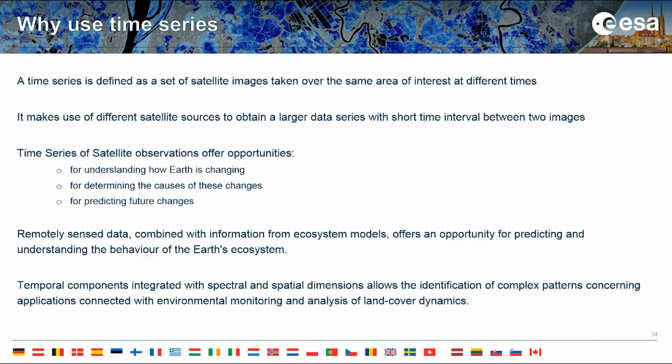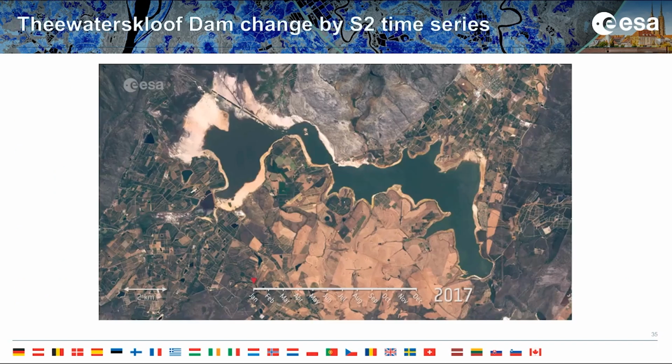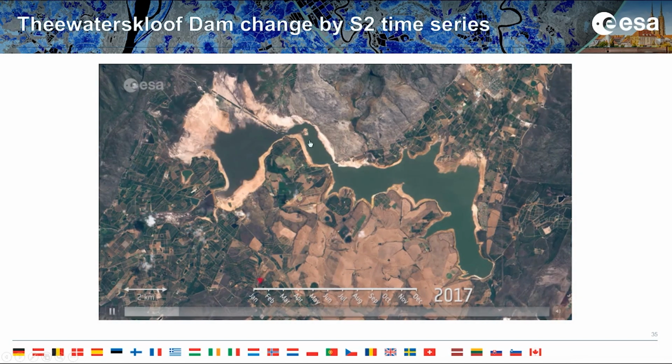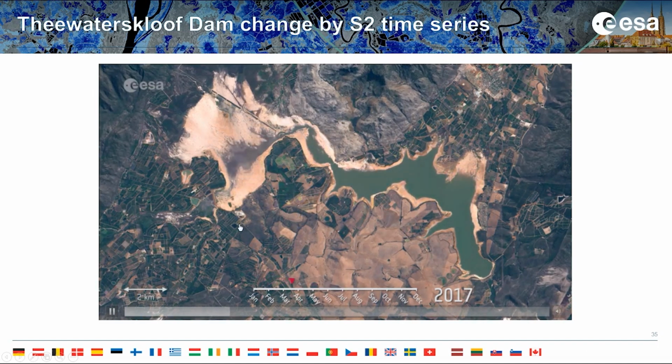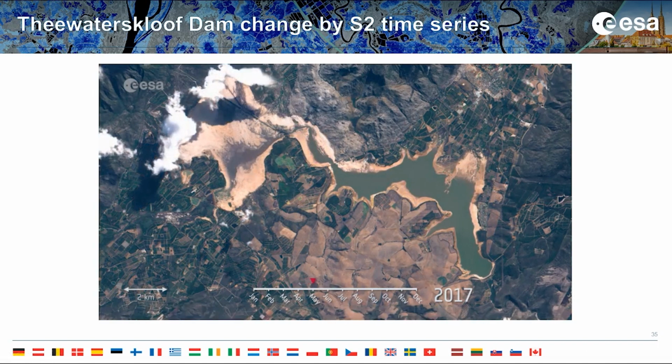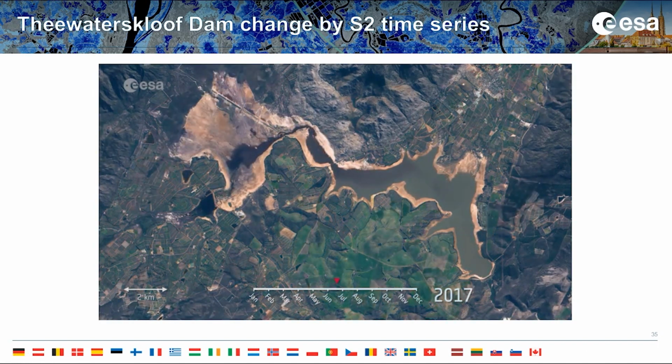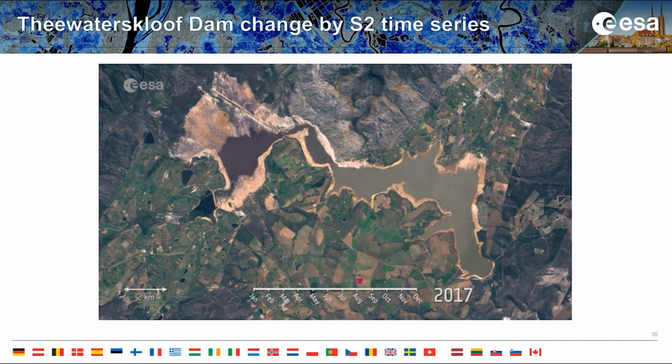I will show you during the exercise a time series over Lake Bracciano in Italy to detect the water level change along 2 years, if I'm not wrong. So this is an example over a dam in South Africa, the water change. This is Sentinel-2, and you can see the water change here, top left. This is 1 year of data. So within 1 year, the water extent decreased drastically.